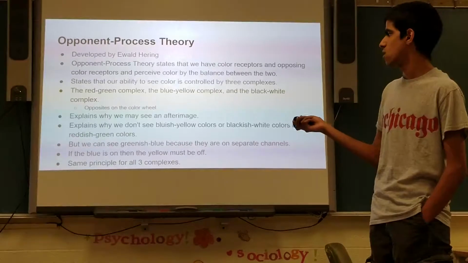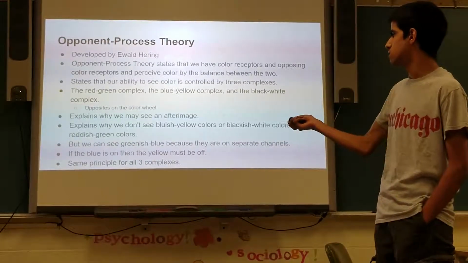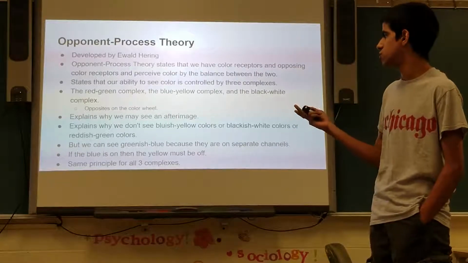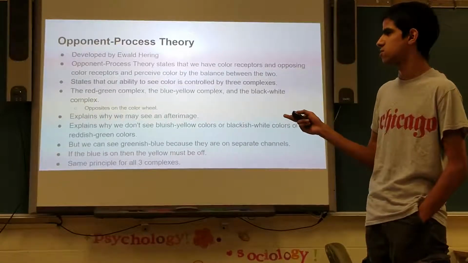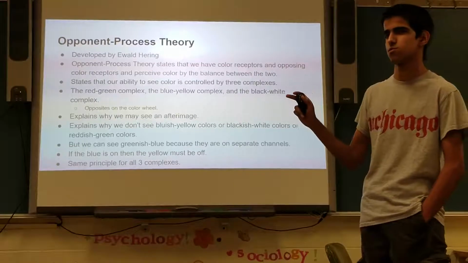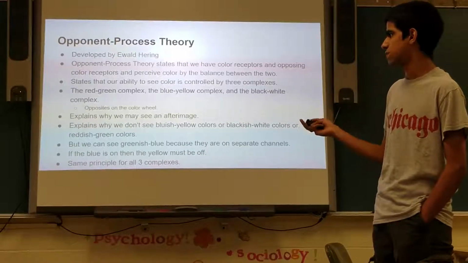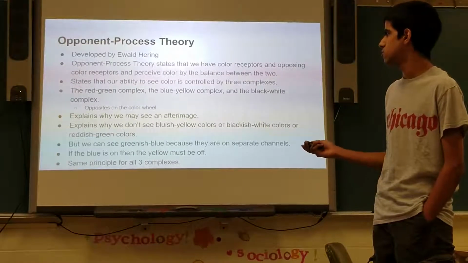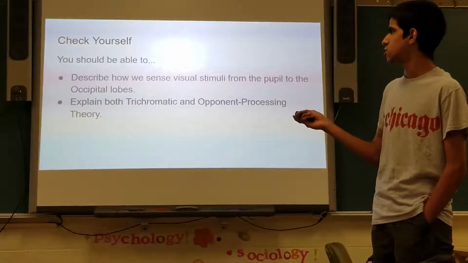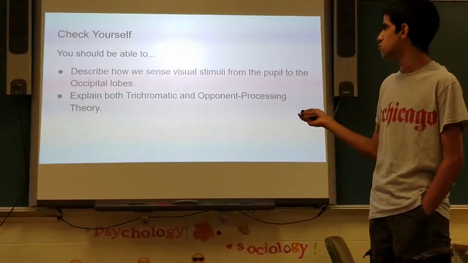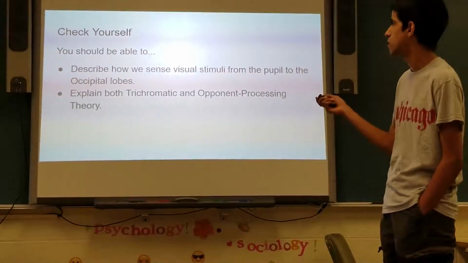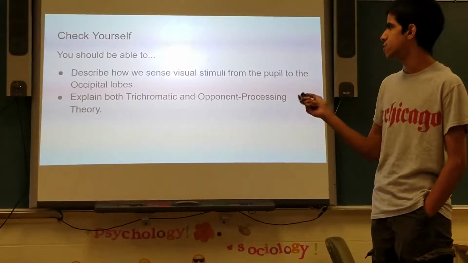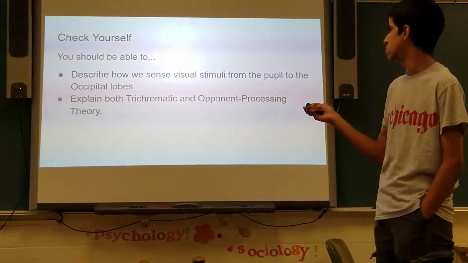But green and blue can both be on at the same time because they're two different channels. So that explains why it can be hard to tell a greenish blue, but it's always clear black versus white. So yeah, that's opponent process. And check yourself. You should be able to describe how we sense visual stimuli from the pupil to the occipital lobes, and explain trichromatic and opponent process theory.